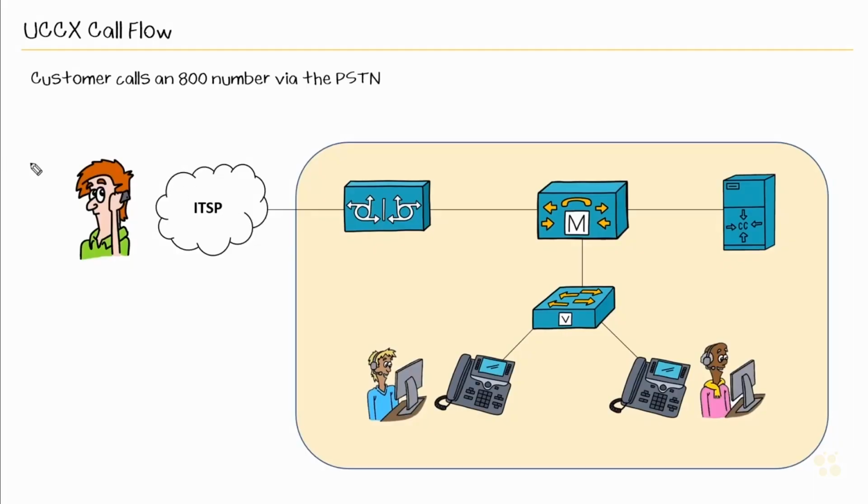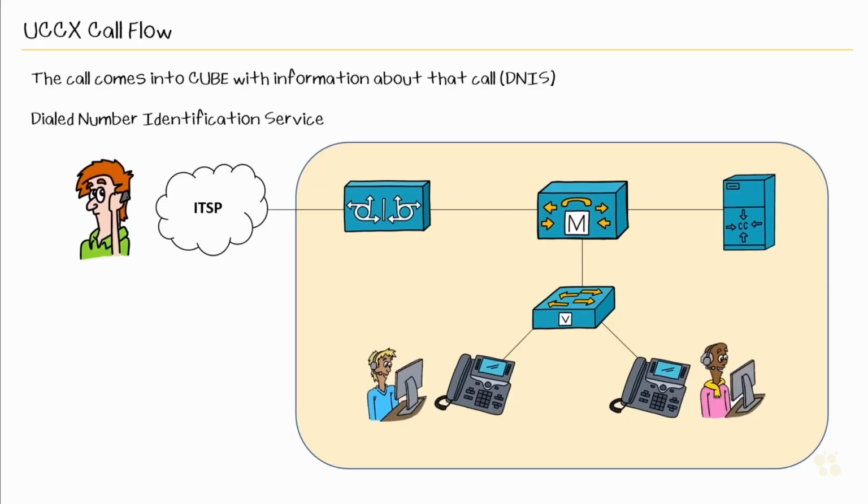So here we have a scenario where the customer calls an 800 phone number. Now it doesn't have to be an 800 phone number. Many corporations have a toll-free number that could be advertised on their website, or maybe on business cards, or maybe an ad on TV, but a customer calls in via the PSTN or ITSP into our environment. So in our environment, the call comes through our CUBE, and this could be a voice gateway with PRIs or maybe a voice gateway with FXO ports.